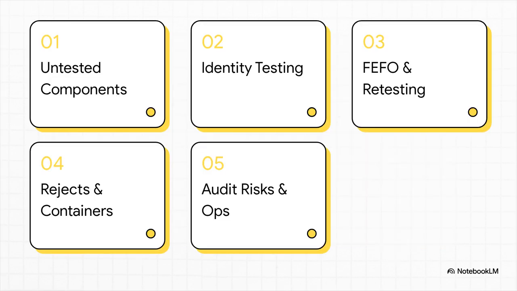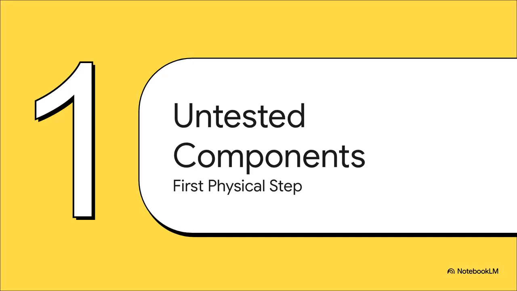Here's our roadmap. We're going to track the physical life cycle of a component, starting with the receipt of untested goods, moving into identity testing and approval, and then FIFO use and component retesting. After that, we'll cover rejections, containers, and closures before wrapping up with operational discipline and audit risks. Right, let's dive in. Section 1.